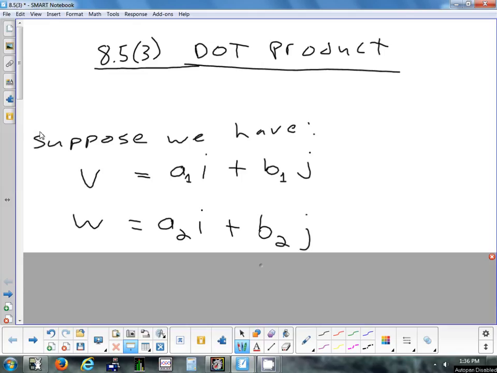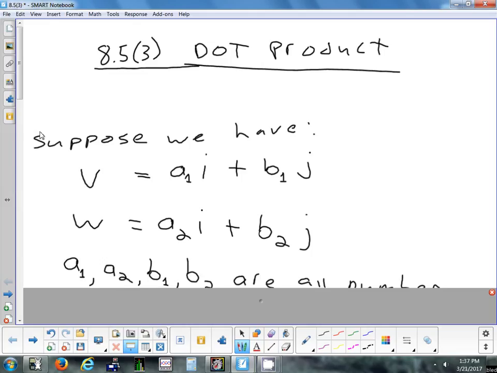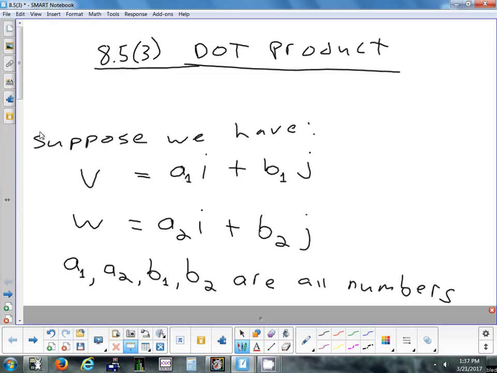Okay, it does something. Suppose we had two vectors, v and w, written in unit vector notation. Vector v has a horizontal component of a1 and a vertical component b1. And vector w has a horizontal component a2 and vertical component b2. a1, b1, a2, and b2 are all numbers. If we were doing an actual problem, those would all be numbers.